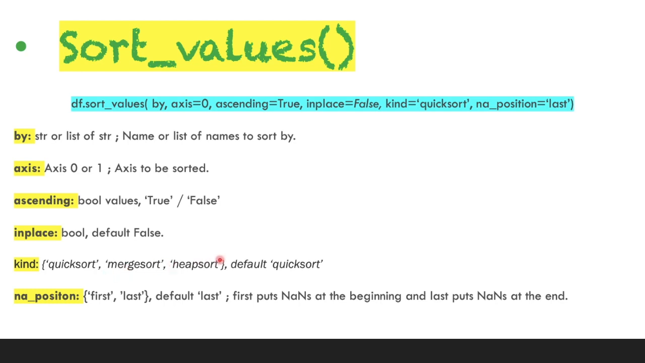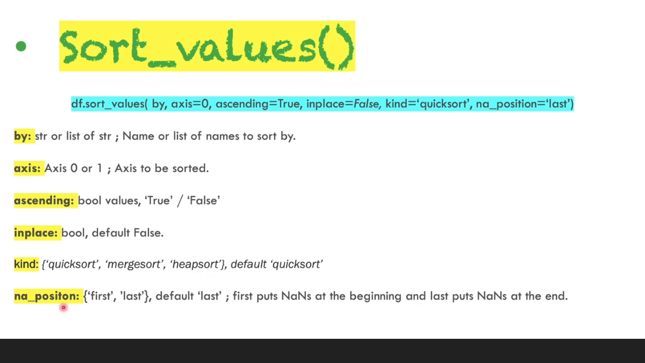On the basis of the algorithm chosen, it will sort. So we need to choose a sorting algorithm in order to perform our sorting. By default the function sort_values uses quick sort. If we need to change this sorting algorithm, we can assign the value of kind to be quick sort, merge sort, heap sort, and so on.